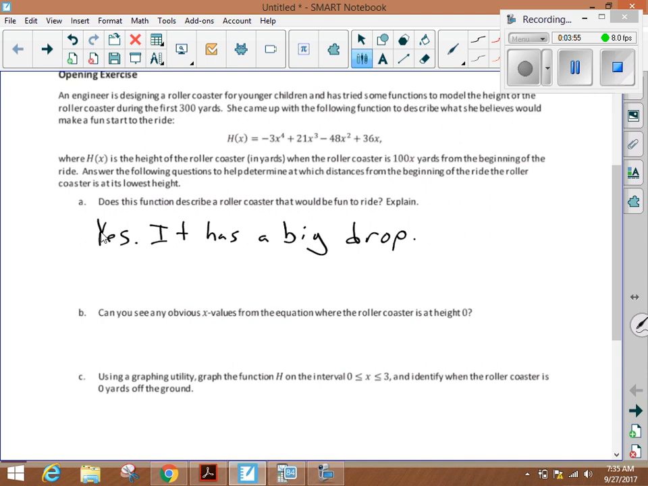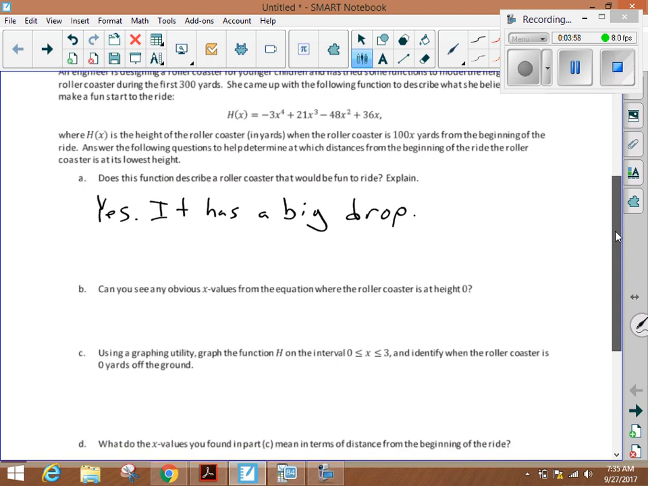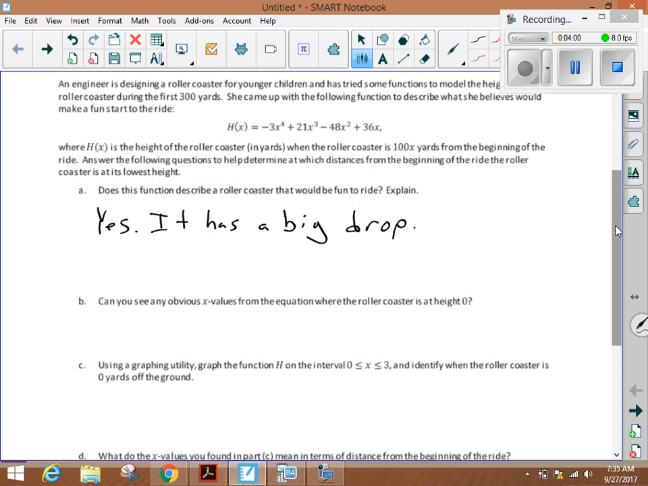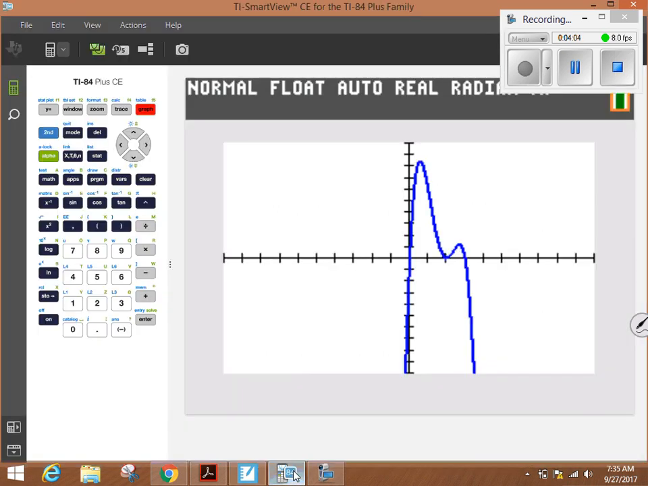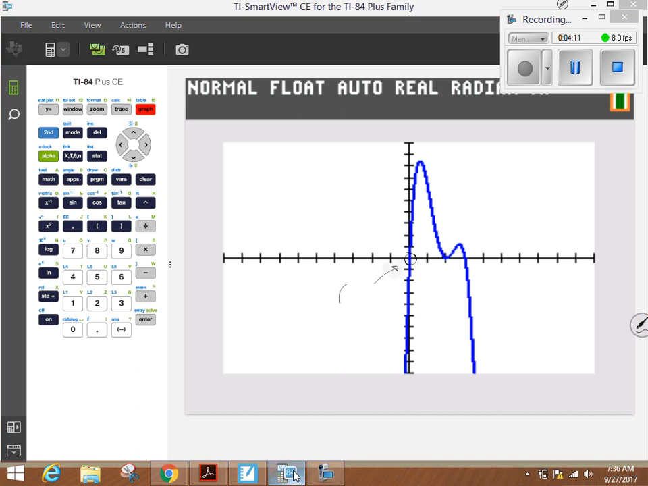All right. Can we see any obvious x values from the equation where the roller coaster is at height 0? Well, let's look at it. So indeed, there are some obvious x values right here. We have the coordinates 0, 0. Right over here we have the coordinates 2, 0. And over here we have the coordinates 3, 0.